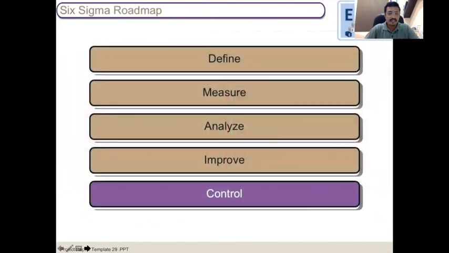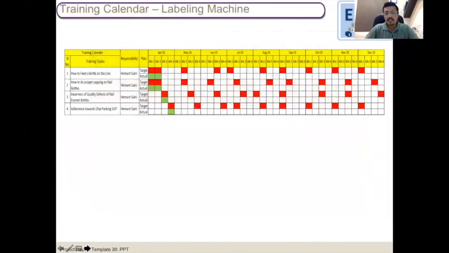And then we are going to the control phase. Of course, in the control phase, you must see what time you could save, and you have to put certain control charts. But we are not going into the detail of the control charts. They have identified the training calendars, which training topics relate to this particular operation, how they will train people, and who is responsible for training. So they created this calendar, and they followed this calendar in that particular project.